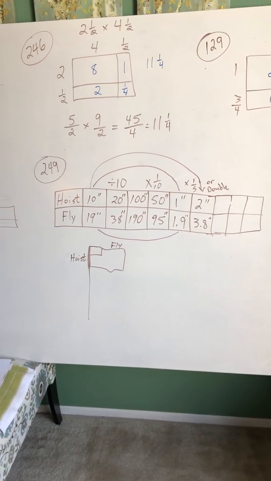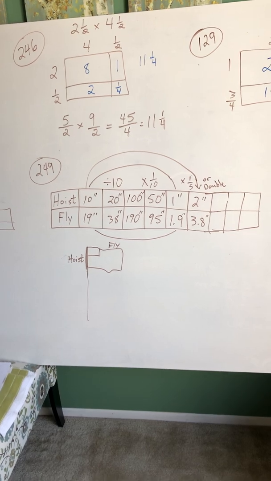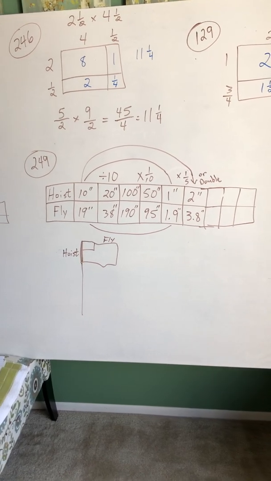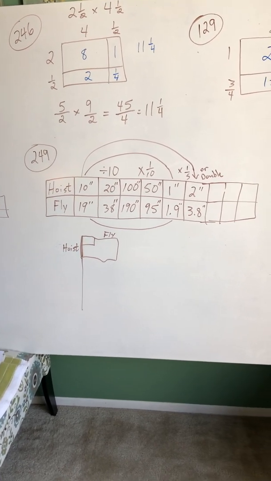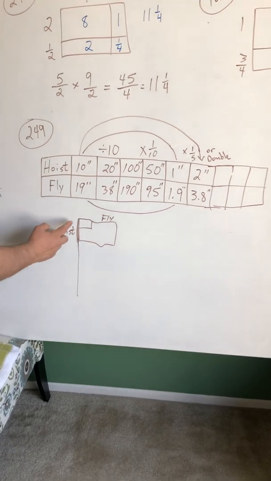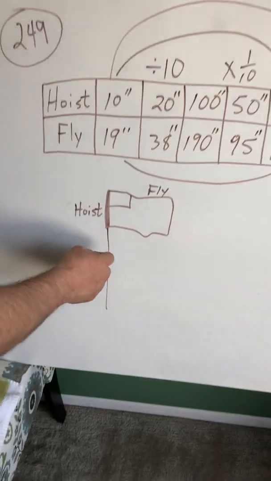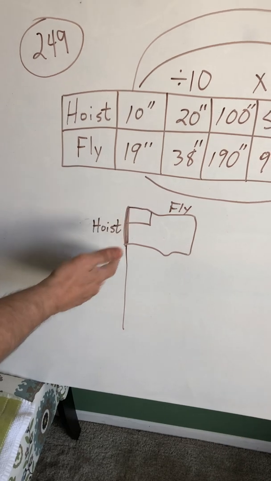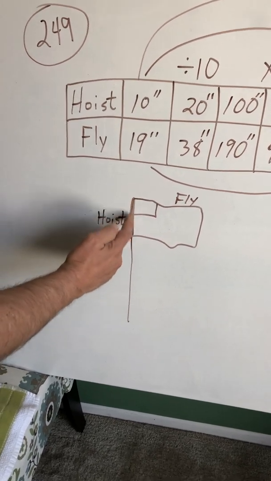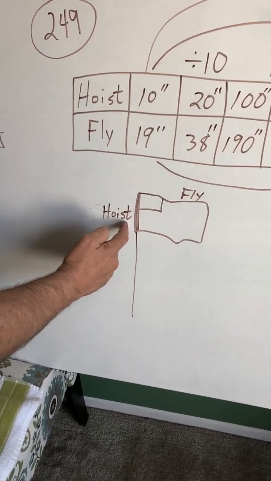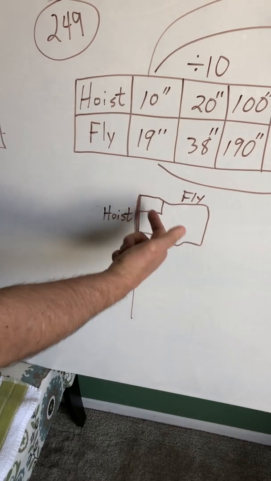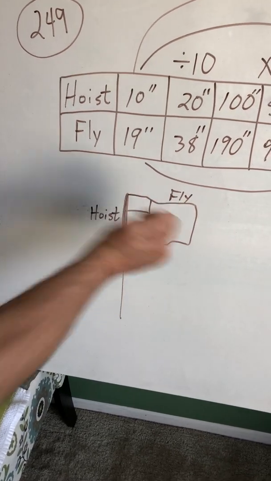Now, if you like the Big Bang Theory, you know Sheldon likes flags, so you'll have fun doing this. So, the hoist and the fly. The hoist is when you hoist a flag up the flagpole and you've got the rope. It's this side that goes right up the flagpole. It's the hoist. It's the width. The fly is the length.